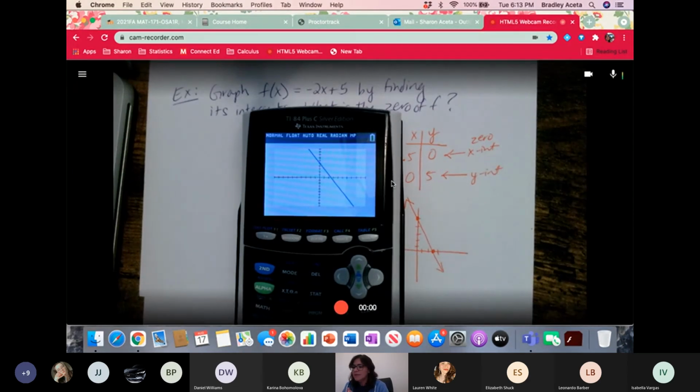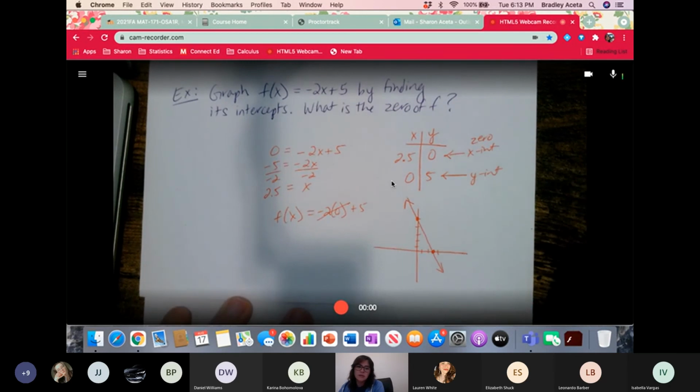All right, so hopefully that makes sense. Again, you can always double check this on the calculator. Pretty simple.